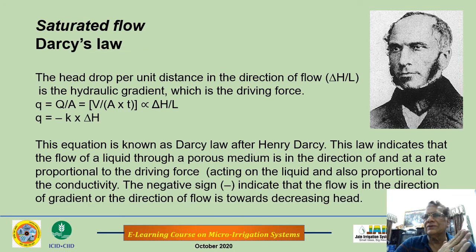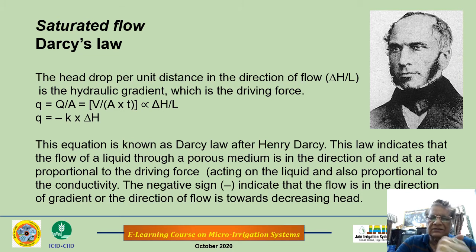Now, to understand the saturated flow, you all remember Darcy's law. Darcy's law is the head drop per unit distance in the direction of flow. If the flow is taking place from point A to point B, what is the head, particularly the matric potential, at point A and point B? And what is the difference between these two heads, and what is the distance between these two? The difference between the heads at two points divided by the distance is the hydraulic gradient, and this is the driving force for the flow to take place.